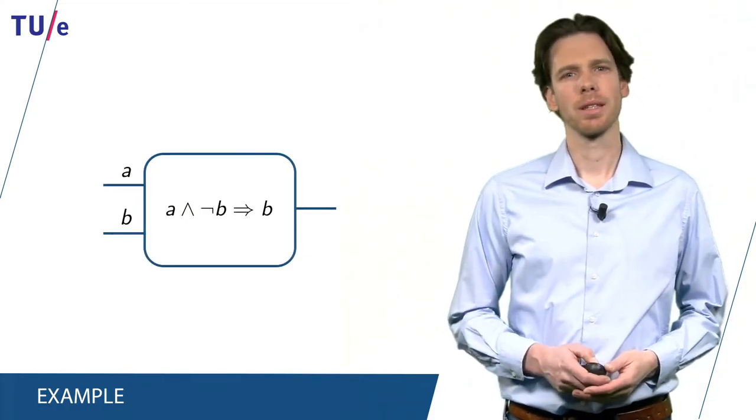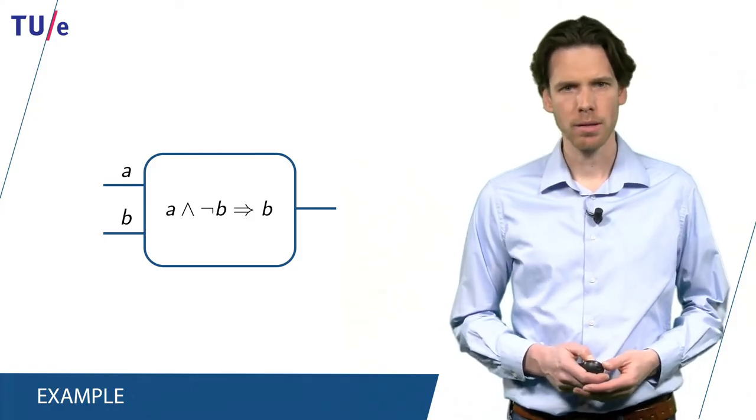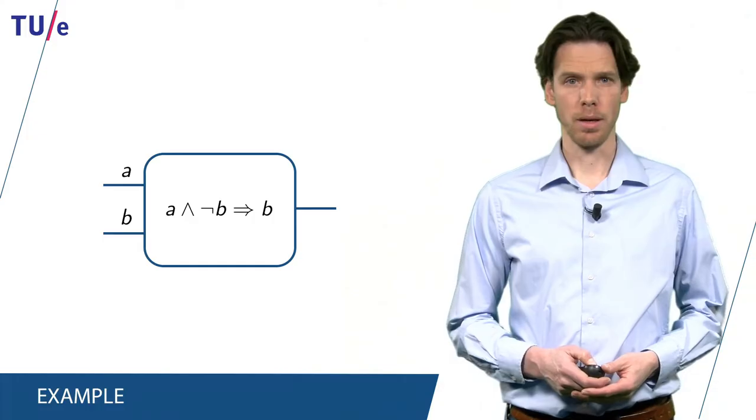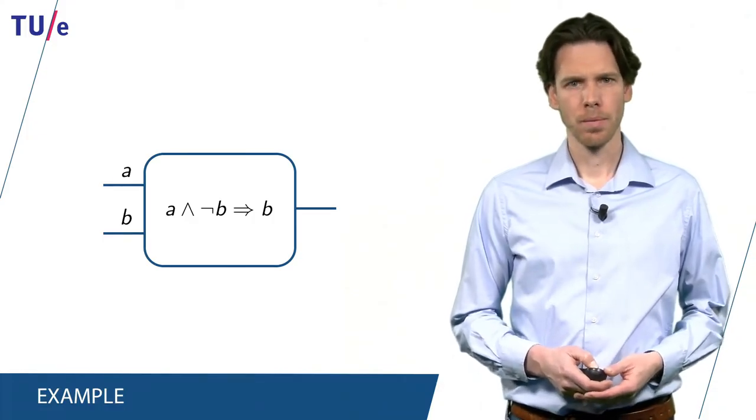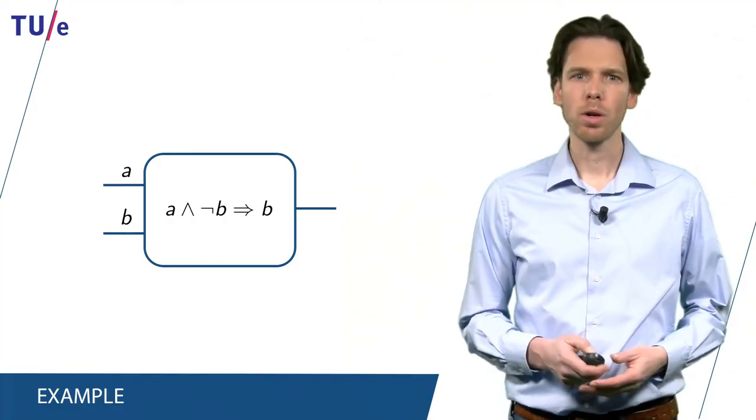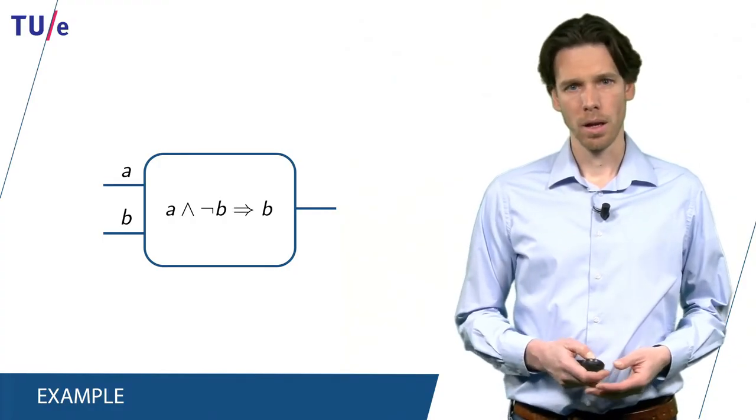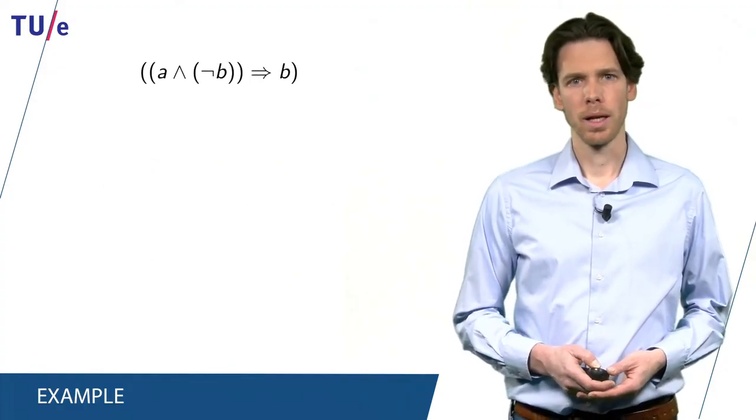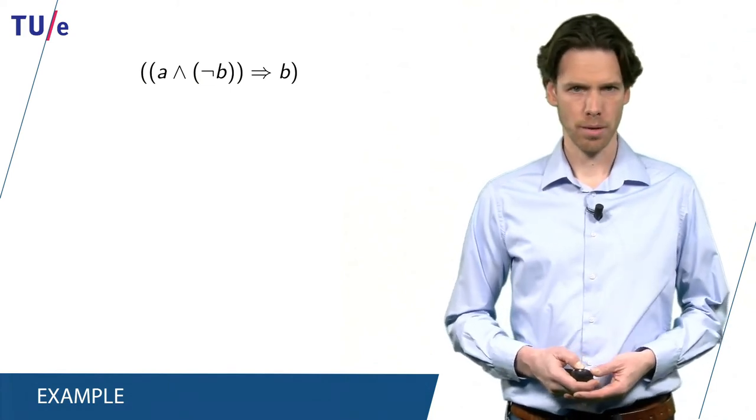Let's return to the example with which we have started this lecture, and let's associate an input-output behavior with the abstract proposition A and not B implies B. To compute a truth table for this abstract proposition, it's important to know in which order we should compute the truth values for the constituents. Note that we have omitted a couple of parentheses from this abstract proposition. It's convenient to reintroduce them so that we know the order of computation.